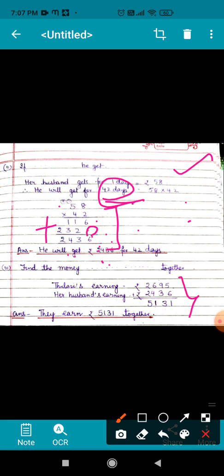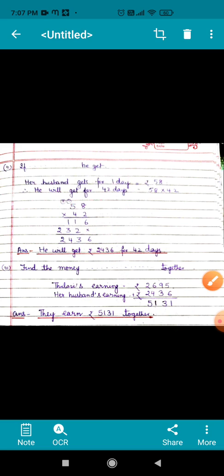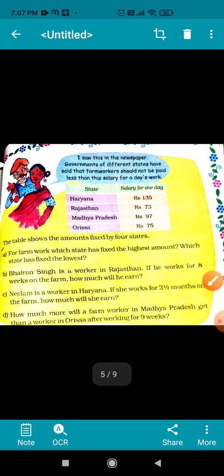So here you can see I have added Tulsi's earning and her husband's earning. So total is 5130 rupees together they earn. Children, hope you all have understood this question. Now let us see problem number 2.